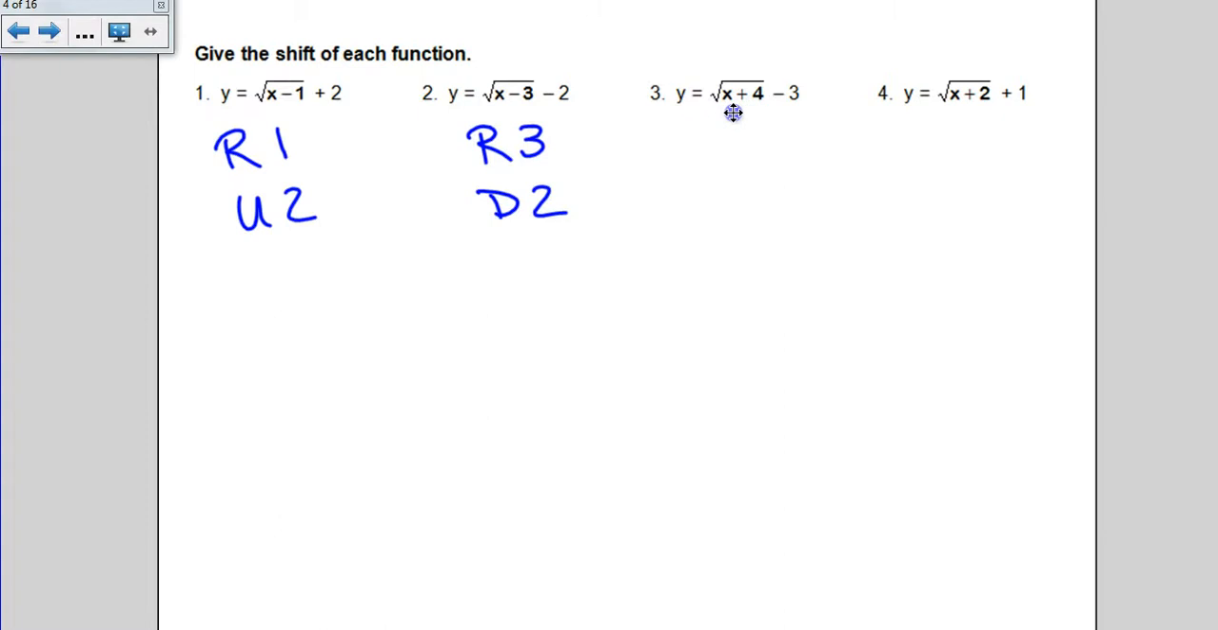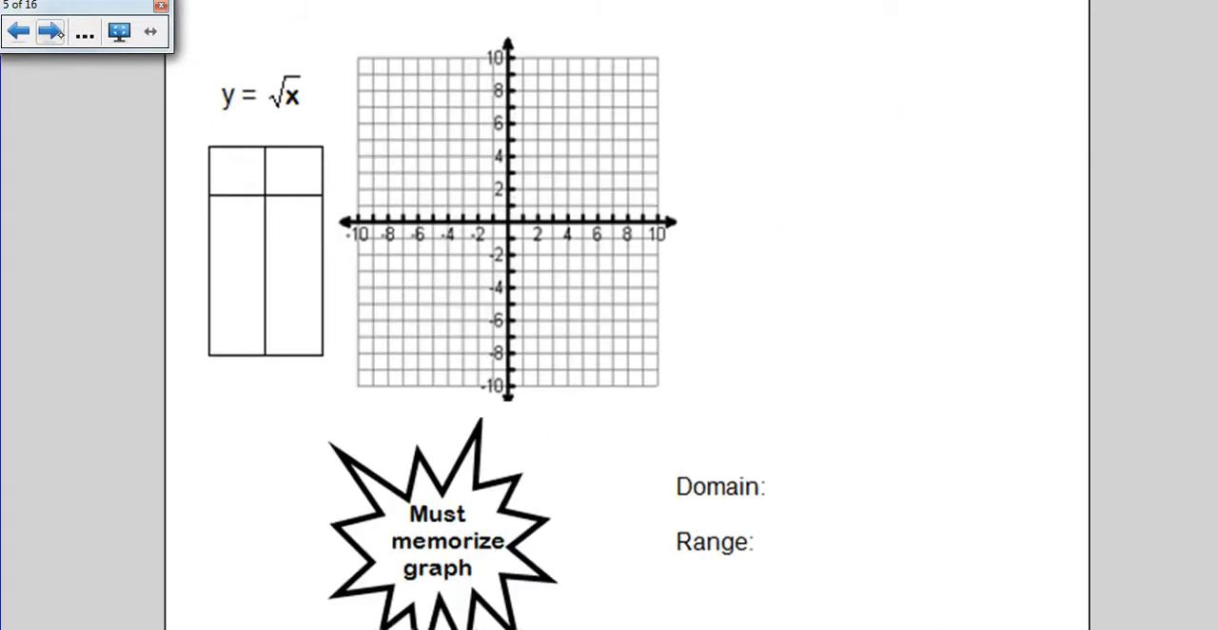Now remember, inside is always opposite, so x plus 4 really means left 4, and then the negative 3 is down 3. And then here, this is opposite, so it's left 2, and then plus 1 means up 1. So now we're going to translate that to the actual graph.